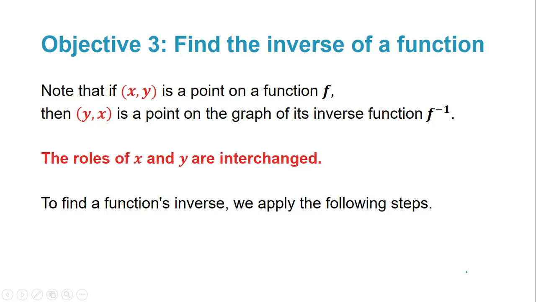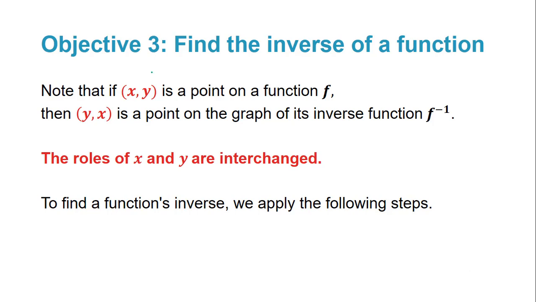Now that we know what types of functions have an inverse function and how to confirm that two functions are inverses of one another, we will go through and find the inverse of a function. Note that if (x, y) is a point on a function f, then (y, x) is a point on the graph of its inverse function.